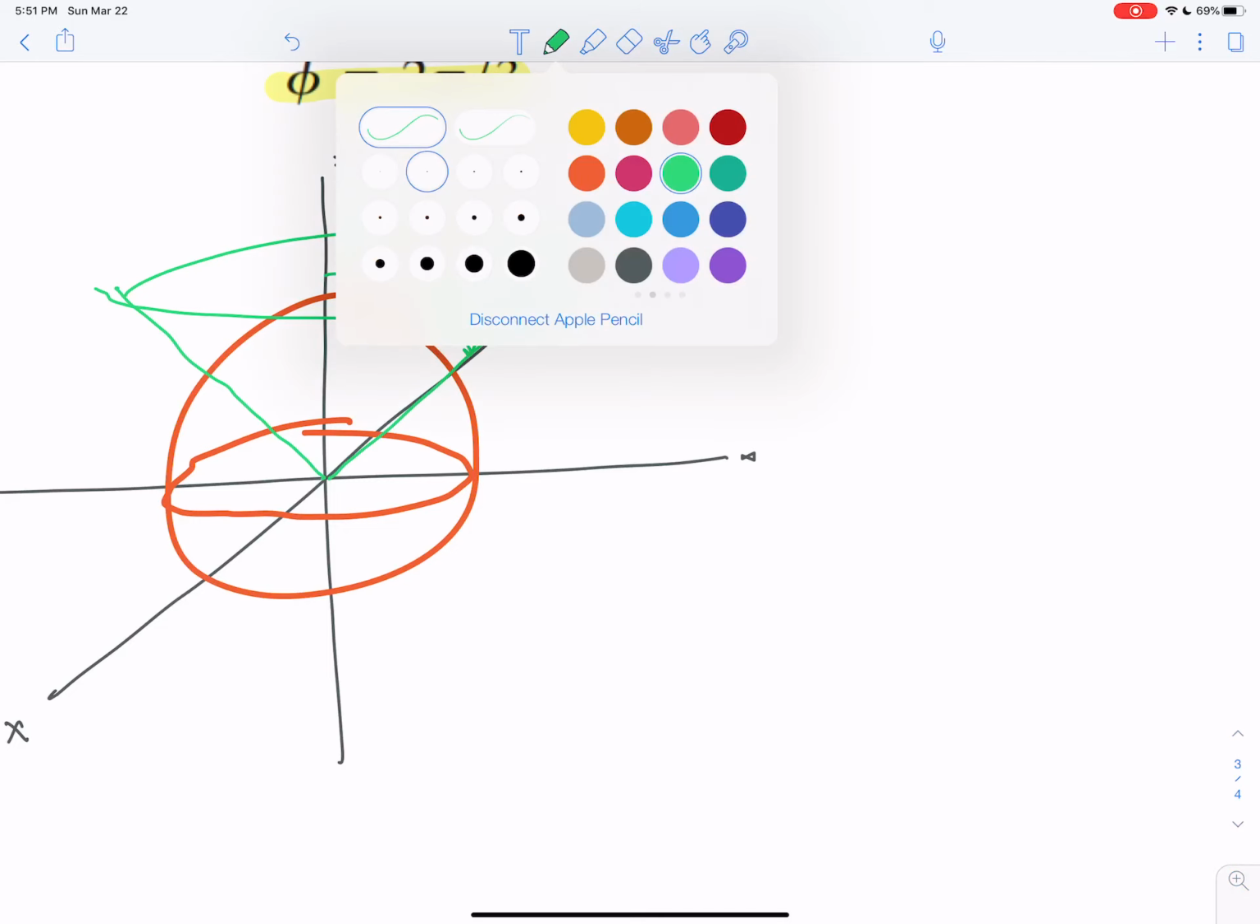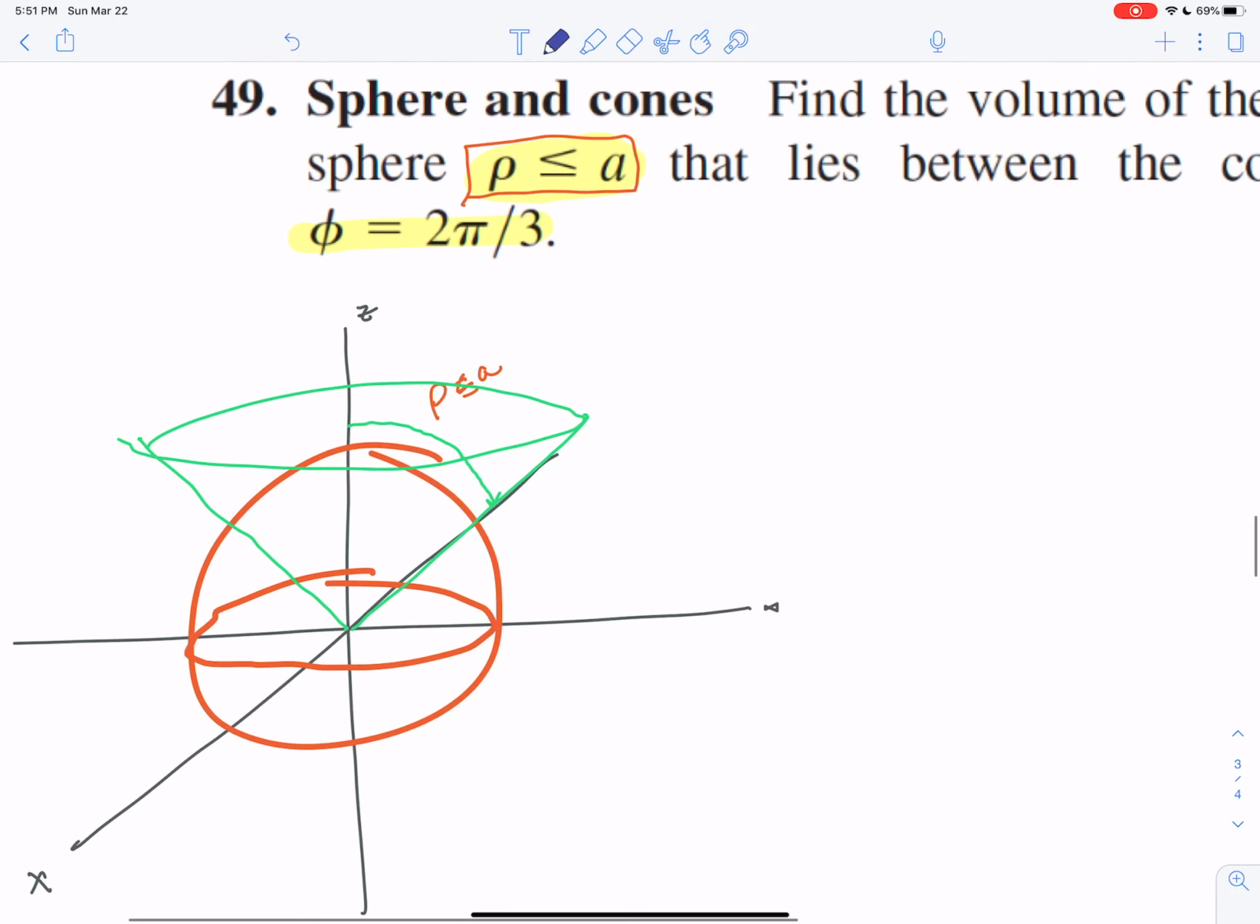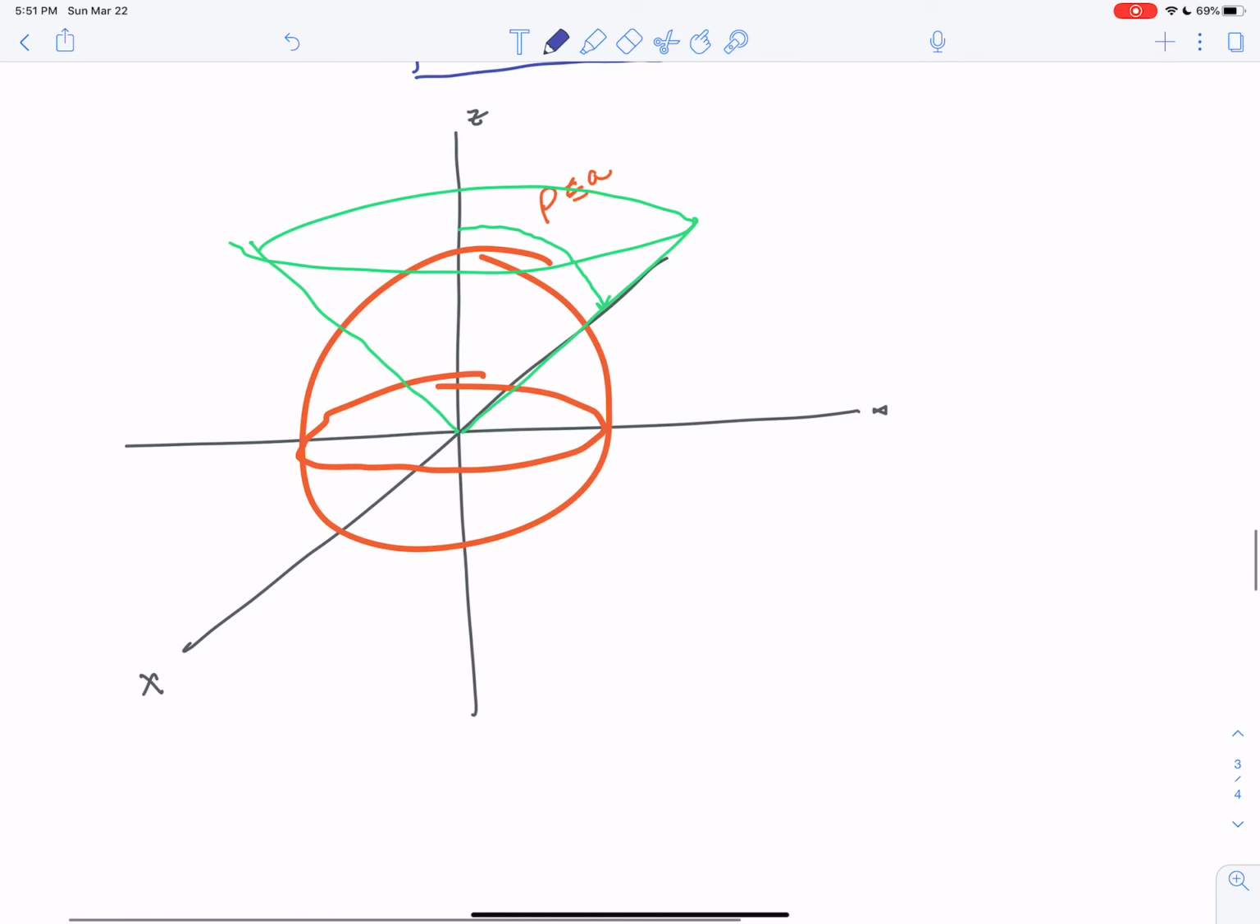And then I'll do the other cone in blue. 2 pi thirds. So 2 pi thirds is past pi. Phi equals pi is the positive x-axis, right? And so 2 pi thirds would be the symmetrical cone pointing downwards. So it would be kind of like this guy. So that is phi equals 2 pi thirds.